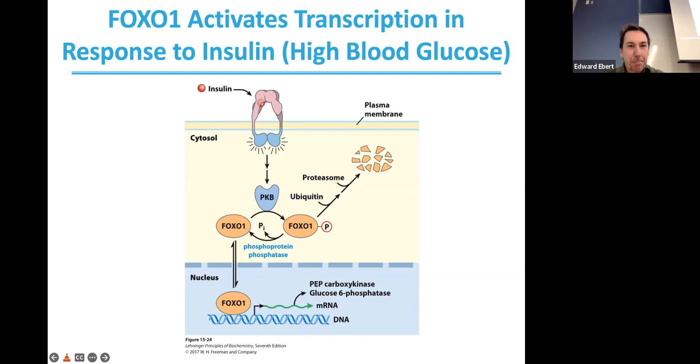All right. We can look at some other examples in here. I like this one: FOXO1 activates transcription in response to insulin. So insulin will bind to it, and we'll see this phosphorylation interaction here. Bonus points: any idea what type of protein or hormone receptor this is?